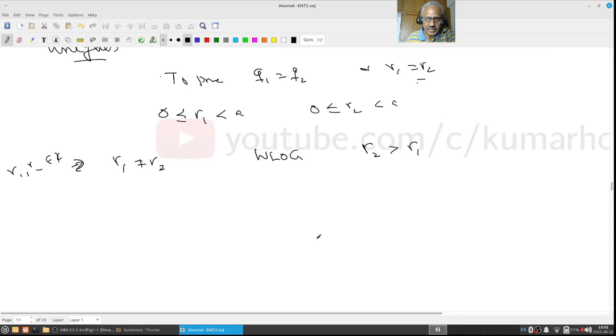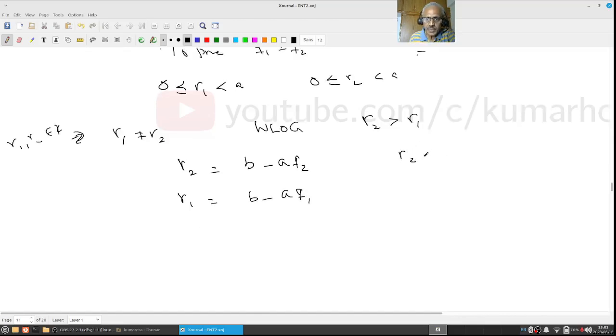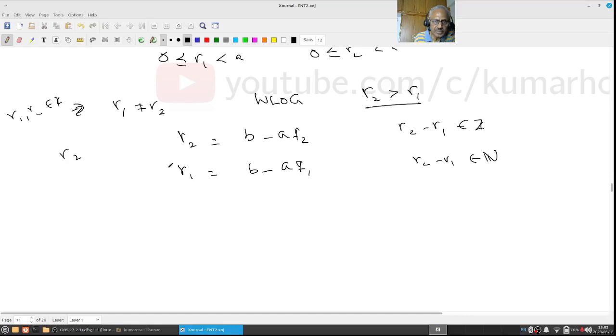Now what is R2? R2 is B minus AQ2. What is R1? B minus AQ1. Now what do I know about R2 minus R1? R2 minus R1 is an integer, and since R2 is strictly greater than R1, R2 minus R1 is a natural number. Now let us try to see what happens to R2 minus R1.